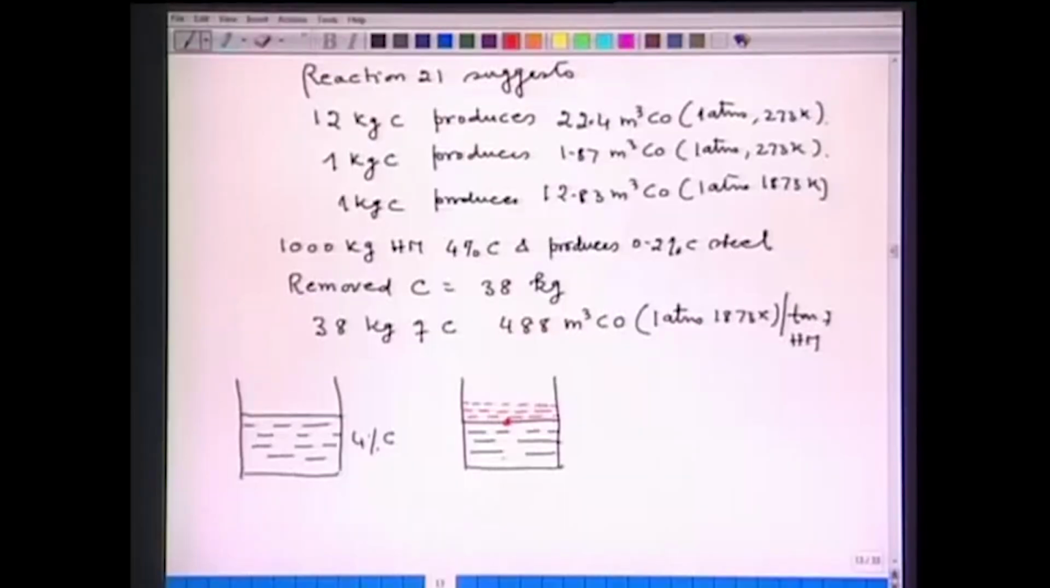In another situation, if the carbon oxygen reaction is deep seated in the bath, that is somewhere here, then the carbon monoxide bubble will have sufficient time to grow, their size will be greater, and hence they will find an easy escape. What I wanted to communicate here is that this carbon oxygen reaction is very important, because carbon monoxide is a gaseous product.